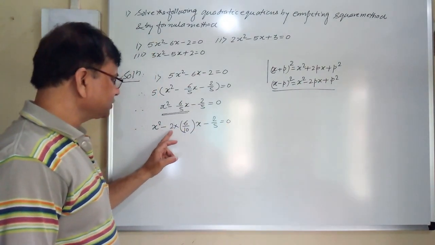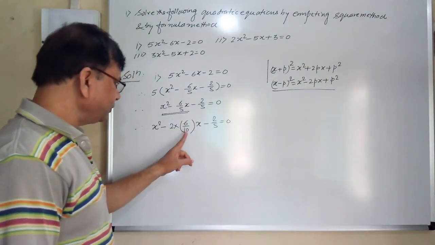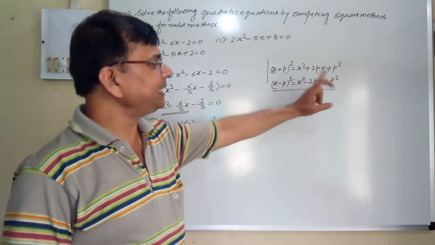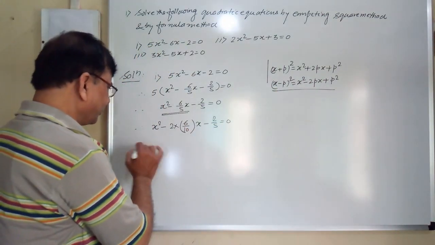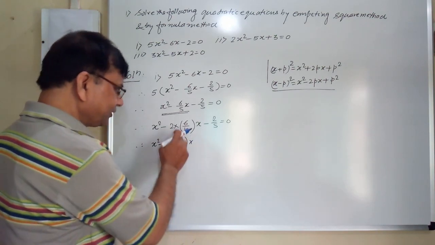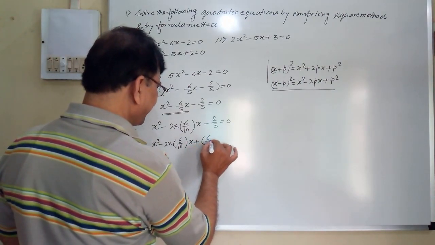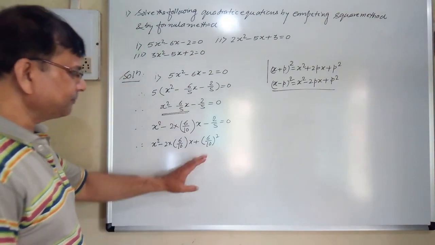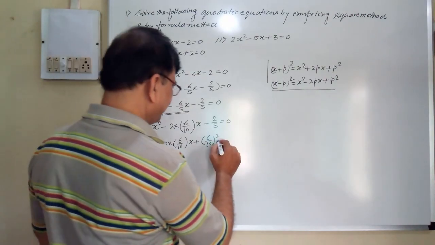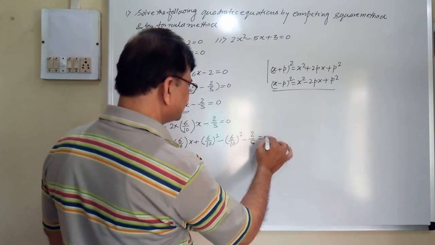So x square minus 2 into p into x. This quantity is p, right? So we will have to add p square to make it a perfect square. Therefore, x square minus 2 into 6 by 10 x. In fact, it will be 3 by 5, but we will write 6 by 10 itself. Plus 6 by 10 whole square. If you are adding 6 by 10 whole square, then it will become a perfect square. Since we have added this much, we will have to subtract also 6 by 10 whole square, minus 2 by 5, that is equal to 0.